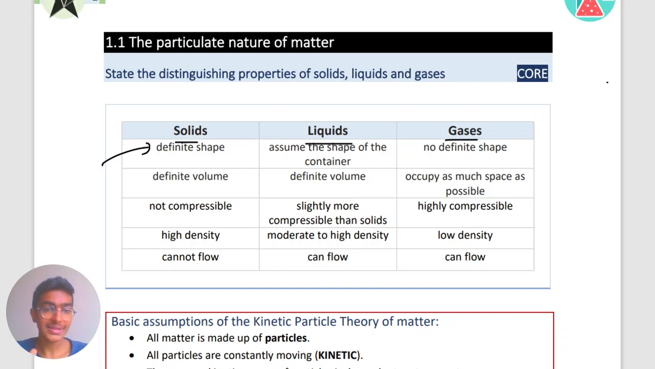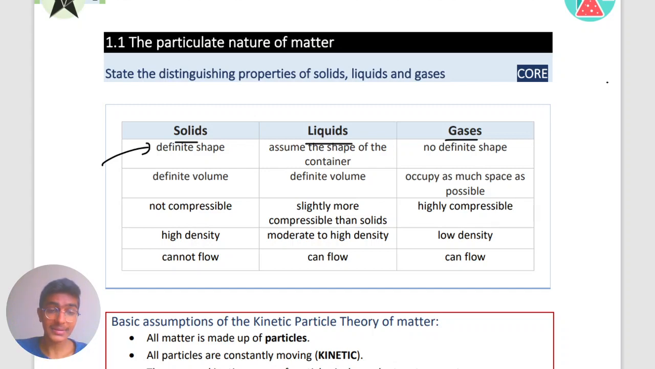With the liquids, as it's telling us here, it will take the shape of the container. A good example is water in a bottle. If I take that water from the bottle and put it into another container, the water will take the shape of the container. And that's how we can differ it from solids. Solids have a definite shape, it wouldn't change. But for the liquids, it will take the shape of the container.